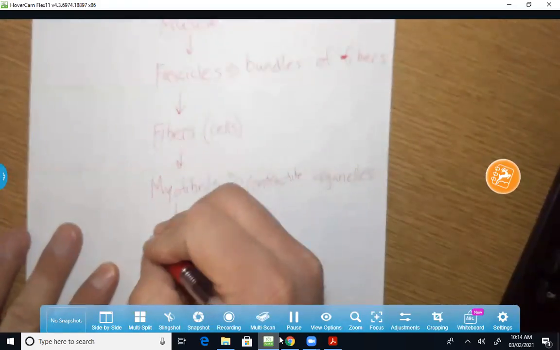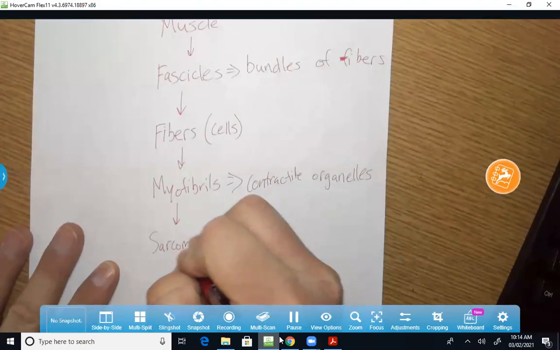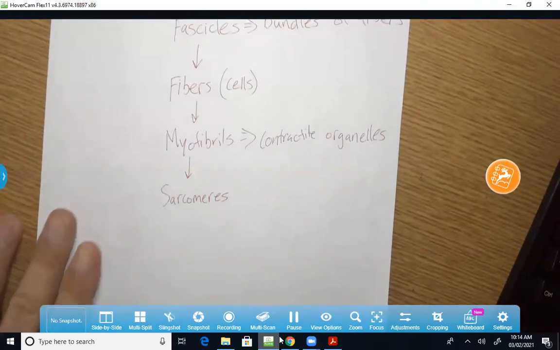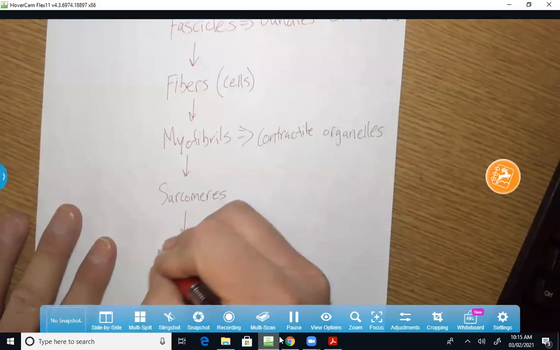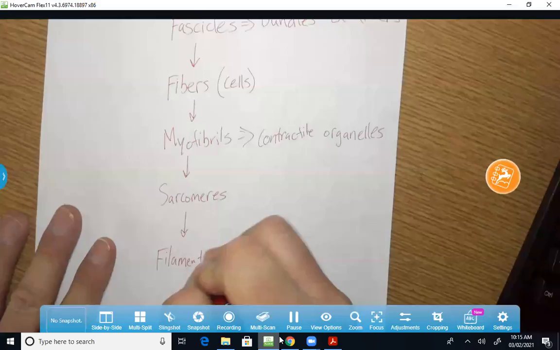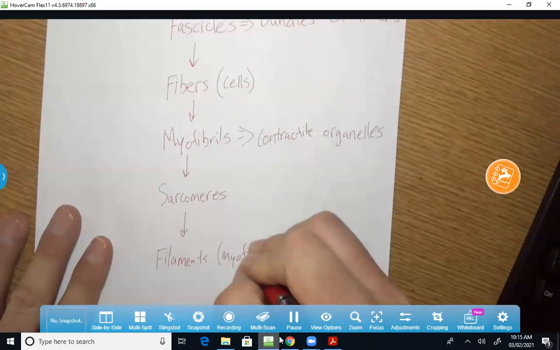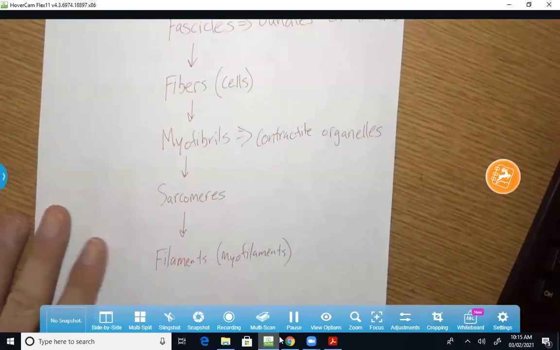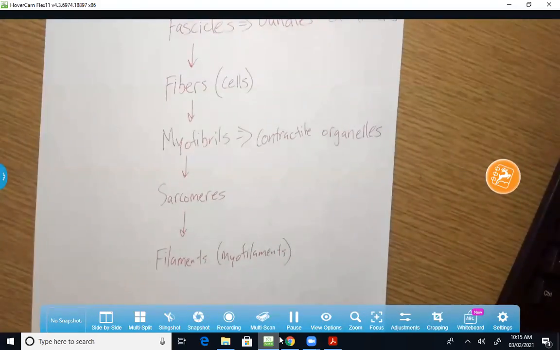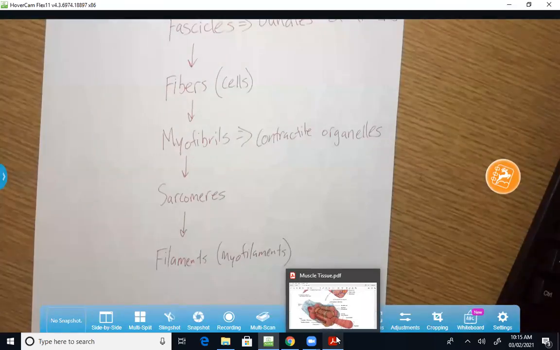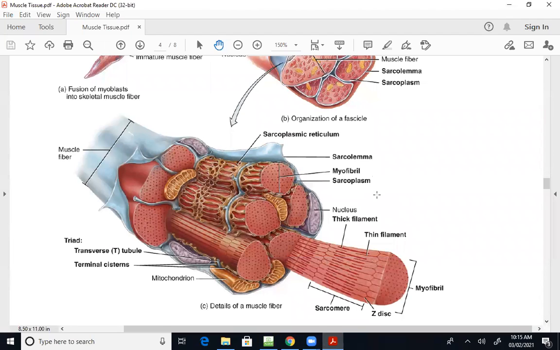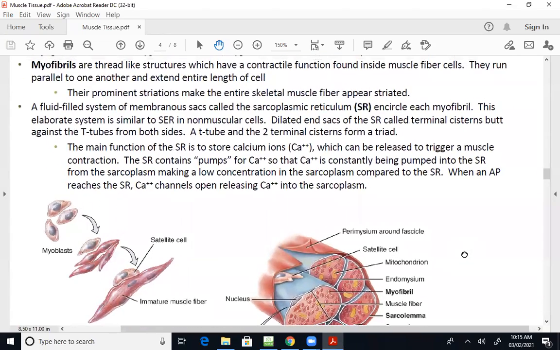Myofibrils are subdivided into what are called sarcomeres, which inside of a sarcomere are where you find what we call our filaments, just sometimes seen listed as myofilaments. And actually here in our picture, we can see one of the sarcomeres of this myofibril labeled. And inside of that sarcomere, we can see what we call the thick and thin filament. We'll talk about all that stuff here on the next page. Okay.